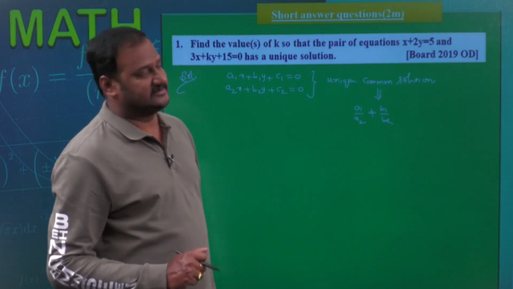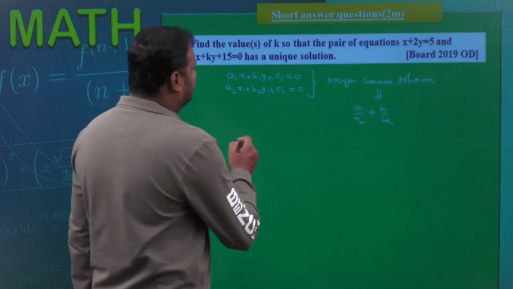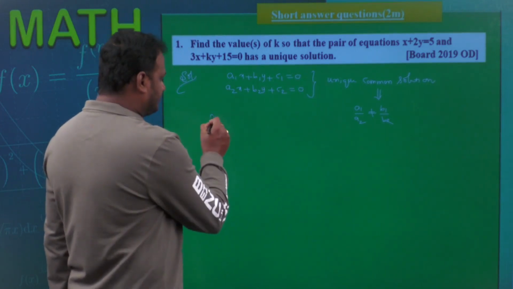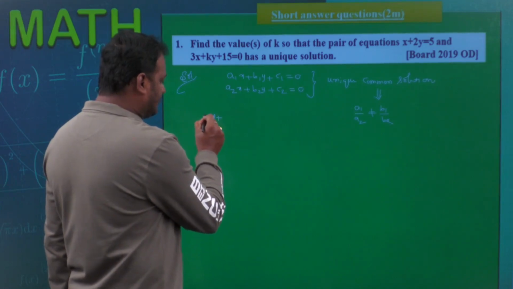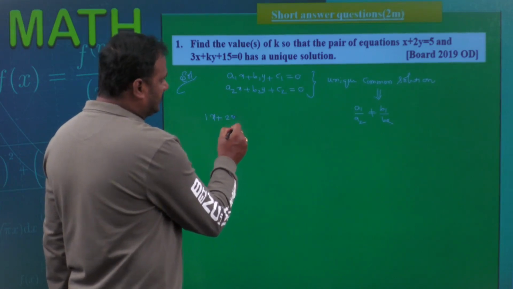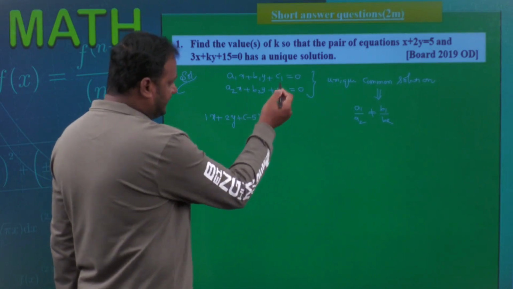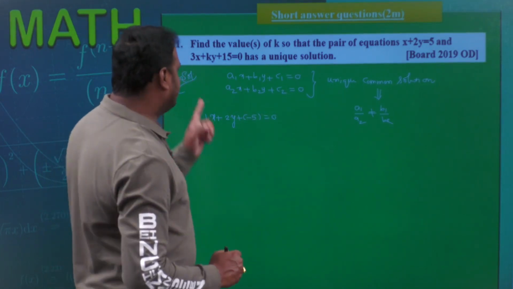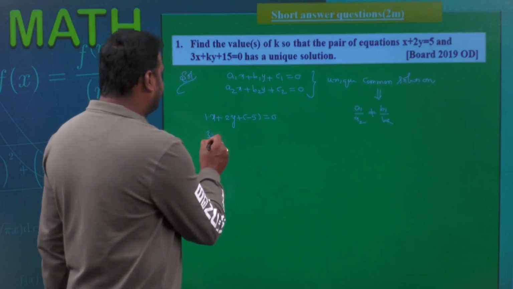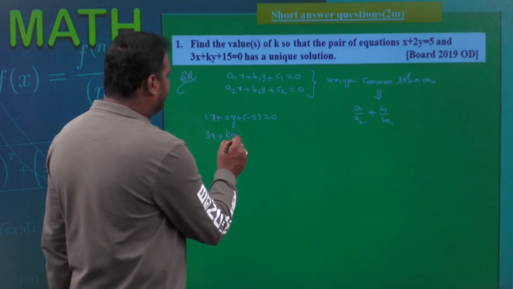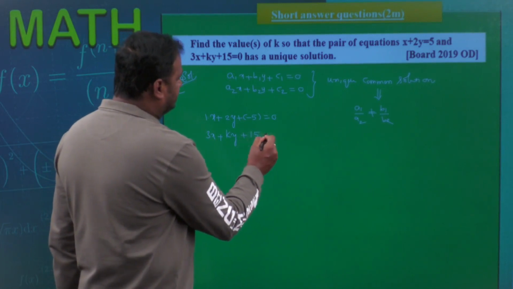So if a1 by a2 is not equal to b1 by b2, then only they are said to have a unique common solution. Now the given equations are x plus 2y is equal to 5. So I am writing this one as 1 into x plus 2y plus of minus 5 is equal to 0, because I am writing them into standard form. And the second equation is 3x plus ky plus 15 is equal to 0.